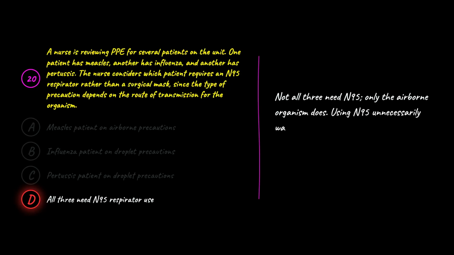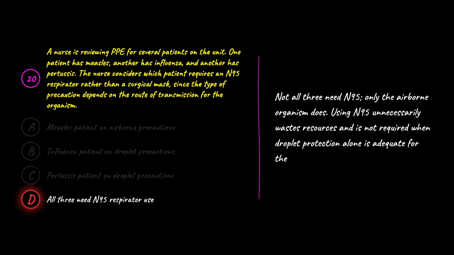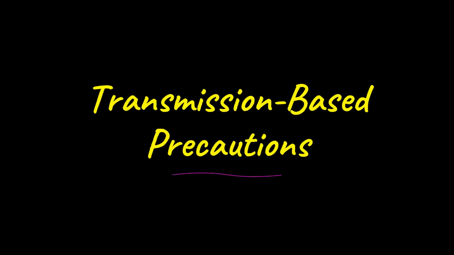Using N95 unnecessarily wastes resources and is not required when droplet protection alone is adequate for the route of transmission involved. Transmission-based precautions add extra protection on top of standard precautions for patients with known or suspected infections, and the category a nurse chooses must match how the organism actually spreads. Airborne organisms ride tiny particles that linger and travel far.